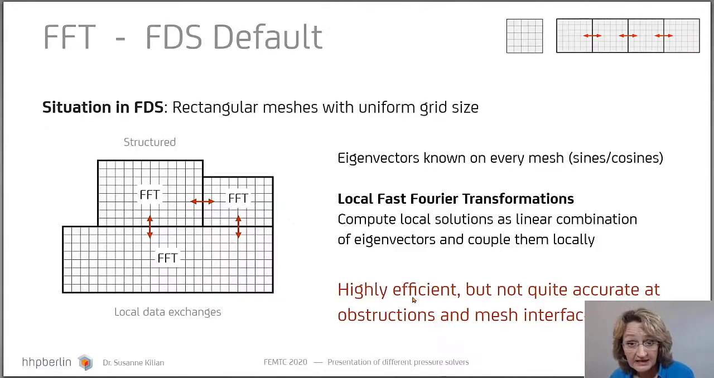So you know that the default FDS pressure solver is based on the use of locally structured grids, which exclude the internal obstructions, and on every single mesh a local FFT is performed, which can be done extremely fast using the optimized CRAYFISHPAK package. And those single meshes are then coupled together by local data exchanges. And as you can see here, it's a structured approach with local data exchanges. But this procedure is not completely correct along internal obstructions, and there also might be troubles along mesh interfaces, so it may require an additional correction.